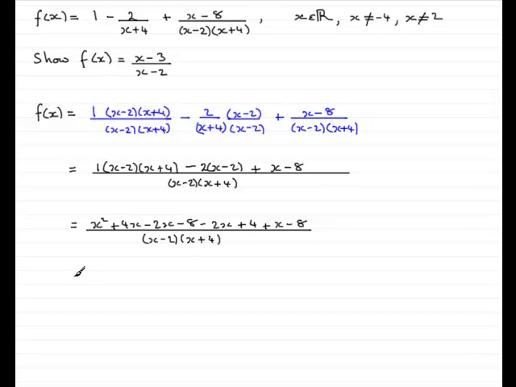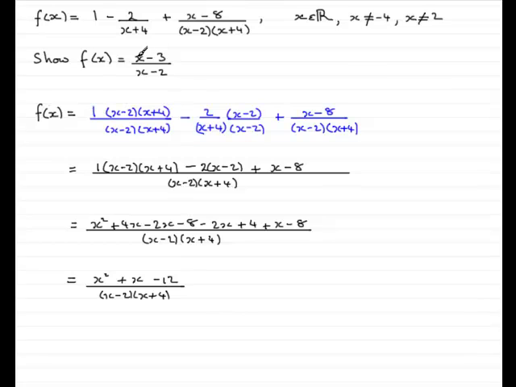Okay, now just group up any like terms. So we've got x squared here, no other x squareds. Then we've got 4x minus 2x minus another 2x plus that x. Well, that just simply comes to plus x. And then minus 8 plus 4 minus 8, that comes to minus 12. And that's all over the denominator here, x minus 2 times x plus 4.